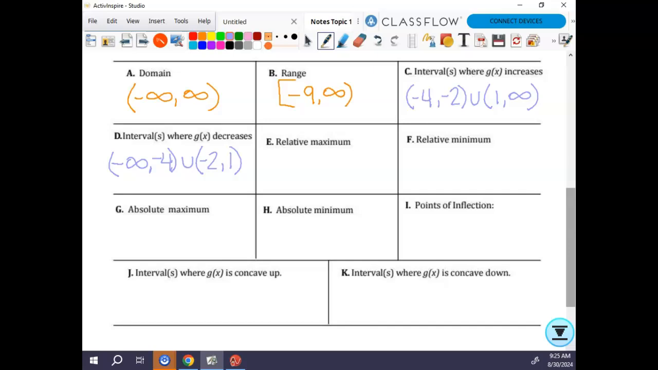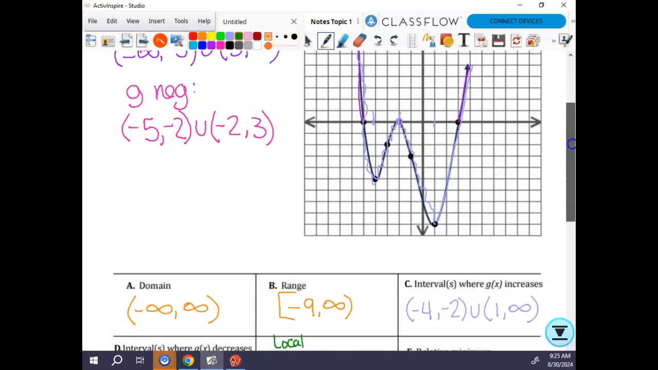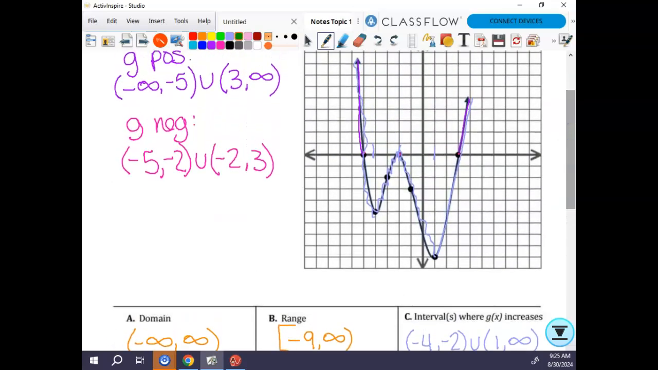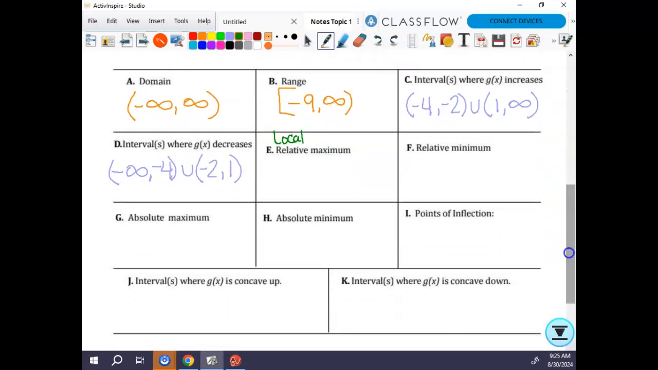Okay, relative maximum. First of all, what's another word for relative? Local. Good. So we're just going to go ahead and write that above it so that we remember. Okay, so relative maximum, or maximums if I have more than one. How many do I have? Relative maximums. 1, and where is it? Negative 2. There's a relative maximum right there. So my relative maximum is at x equals negative 2.